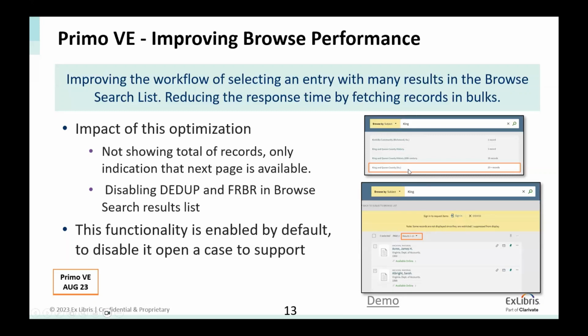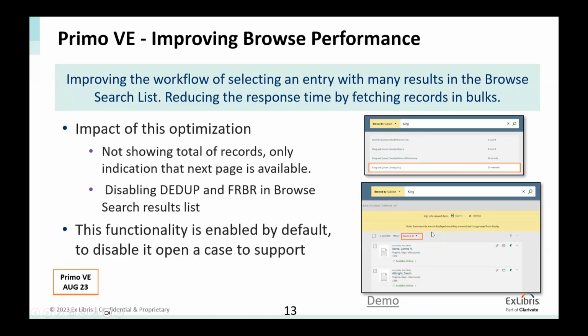As we are not bringing all, we will not show the total. The impact is that we will not show the user results 1 until 10 out of the total results, like the 300 records. The user will have to navigate to the next page. We will have this next pagination, but the total will not be available here.